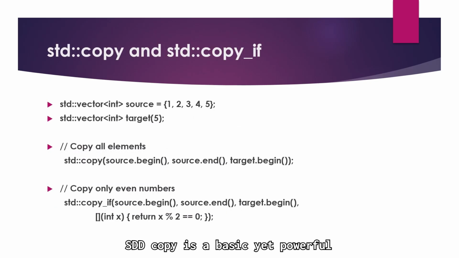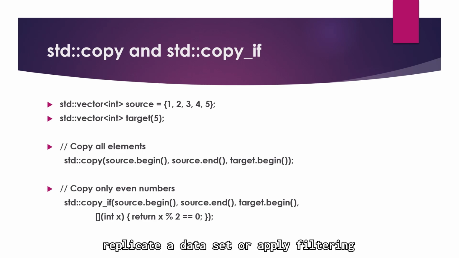std::copy is a basic yet powerful tool that lets you duplicate a range of elements from one container to another. It's commonly used when you want to replicate a dataset or apply filtering before operating on it. But sometimes you don't want to copy everything, just the items that satisfy a condition. That's where std::copy_if comes in. Let's look at the code.